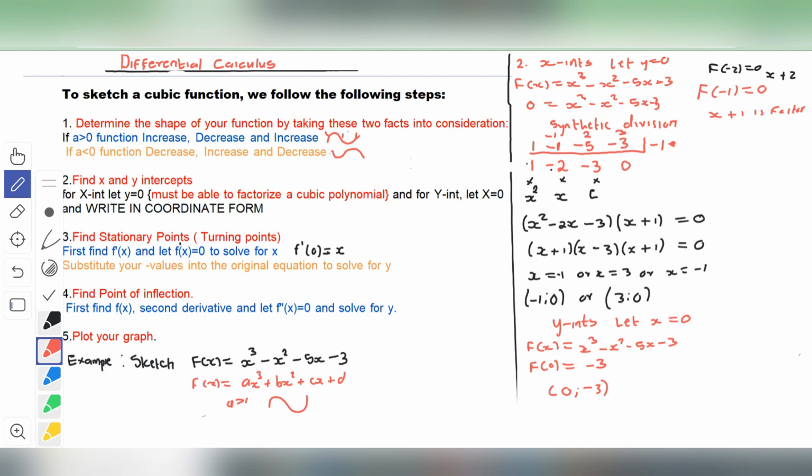So now we are done finding the x-intercept and the y-intercept. So now we're going to find the stationary point. So I'm just going to erase those things here. You can just copy them somewhere because I don't have a space here, guys.